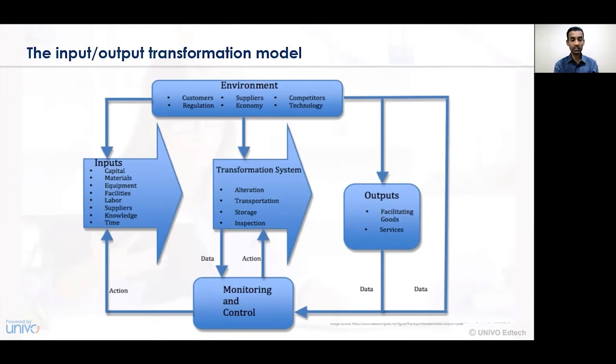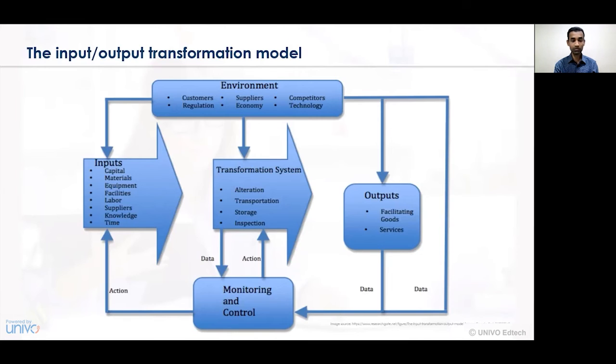In terms of the environment, we have to deal with both the factors of the environment: the environment which is of an internal nature and the environment which is of an external nature. The components of the environment are the customers, the regulatory agencies, the suppliers, the economy, the competitors, the technology, the government, the agencies, the middlemen, and so on.